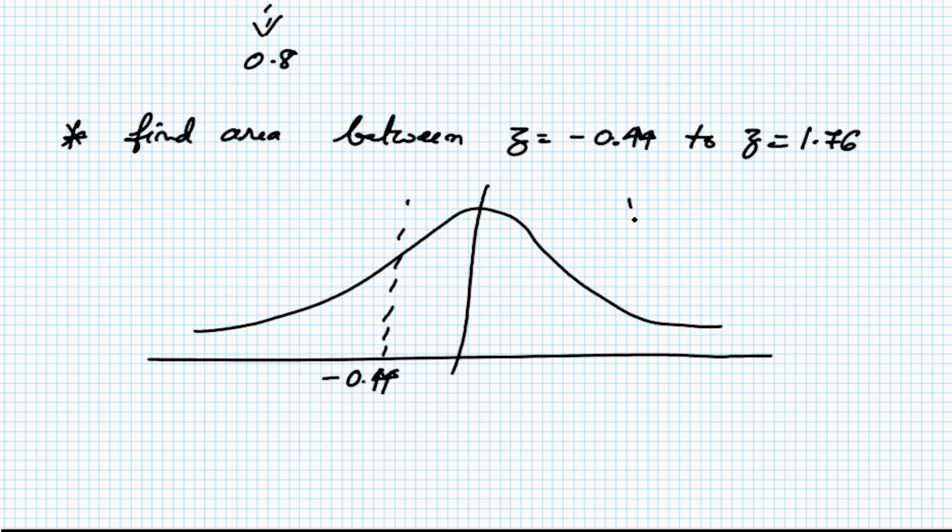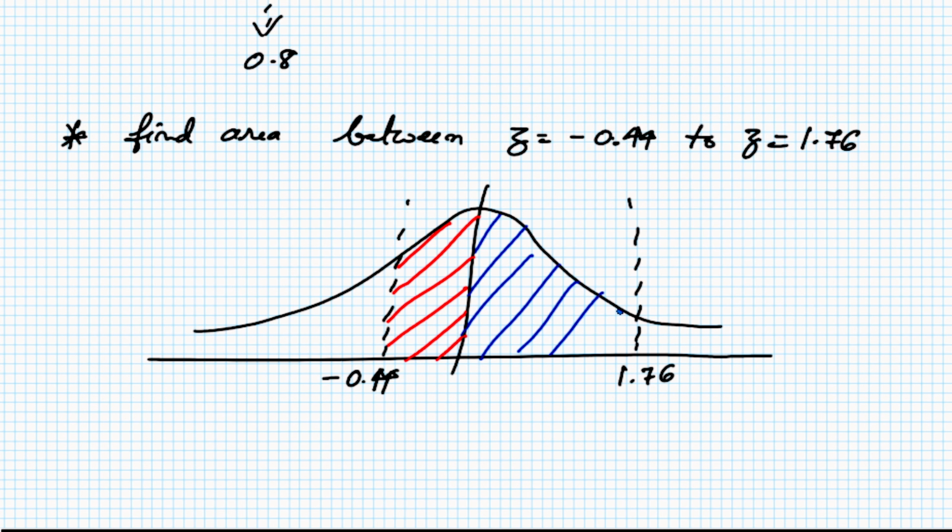And there is plus 1.76 here. Correct? Now, which area do I want? I'll mark it with two different colors. One area is this, which I can find from the table. That is phi of 0.44. And I also have to find another area, starting from 0 till 1.76. That is also possible. Correct? Two areas I will get from the table.